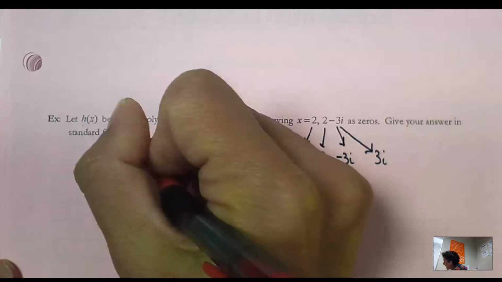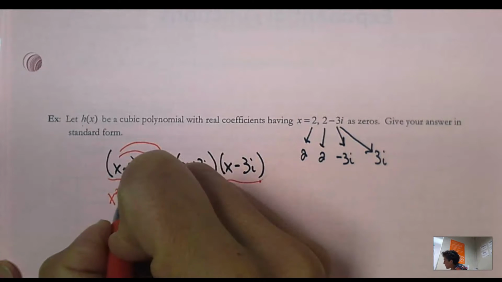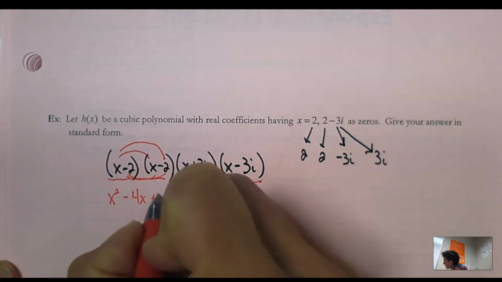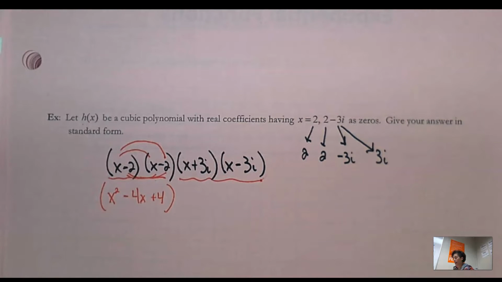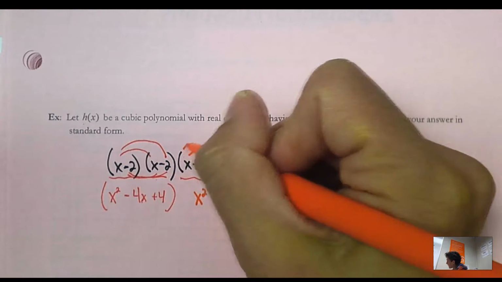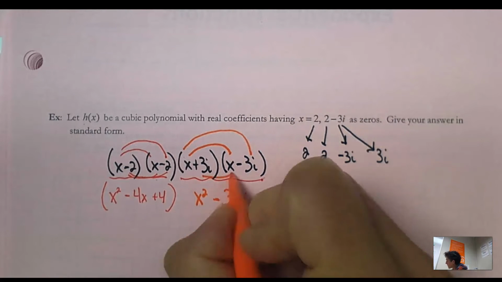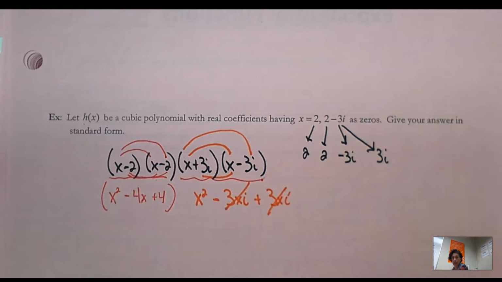So I'm going to get an x squared. I'm going to get a minus 2x and another minus 2x, which gives me minus 4x. And then when these neighbors meet, I get a plus 4. So those neighbors have met. So now let's have these neighbors meet. So I'm going to get an x squared. I'm going to get a minus, this one I'll write out, 3xi. But then when these meet, I get a plus 3xi. So those will eventually cancel out.